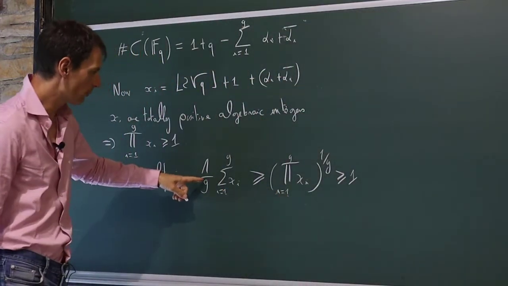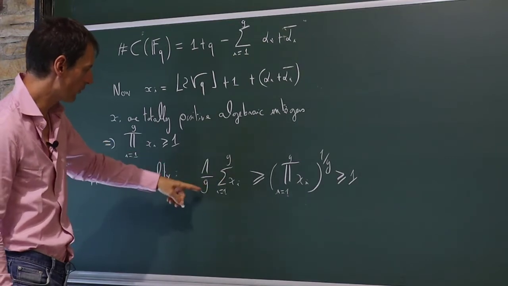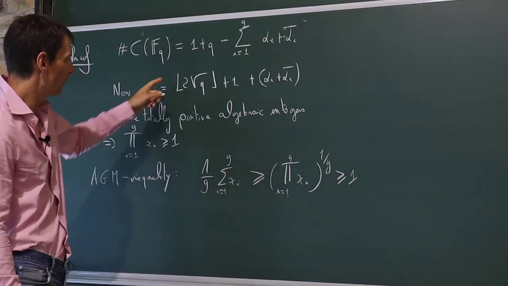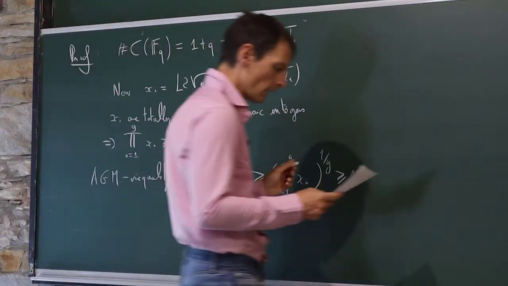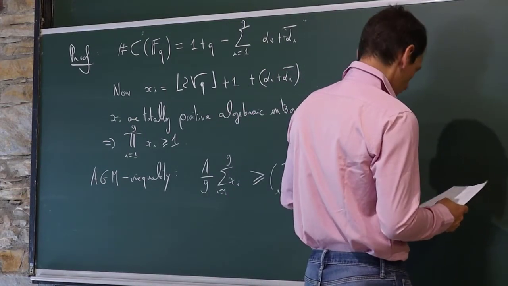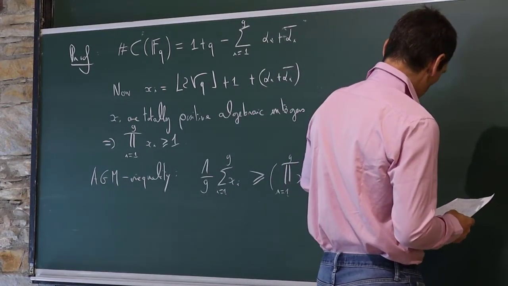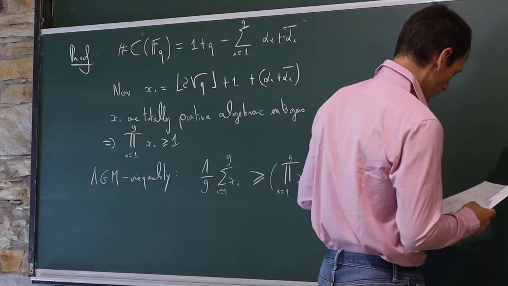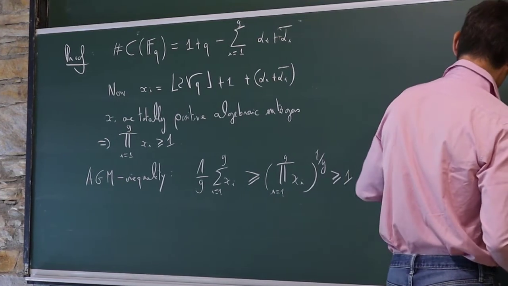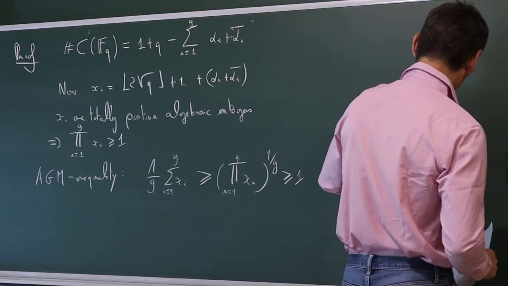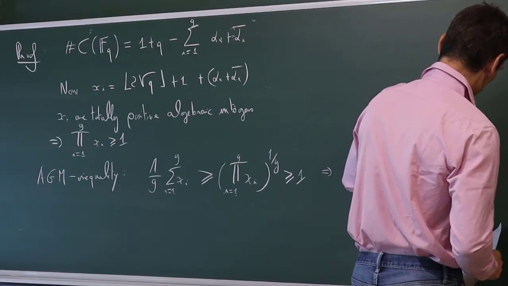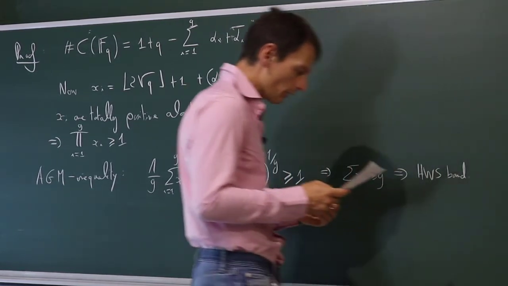And now if you do the math, the sum of the xi is going to be bigger or equal to g. If you inject what the xi are, what you get is that the sum of the xi is greater or equal to g, and you get the Hasse-Weil bound. Okay, cool.